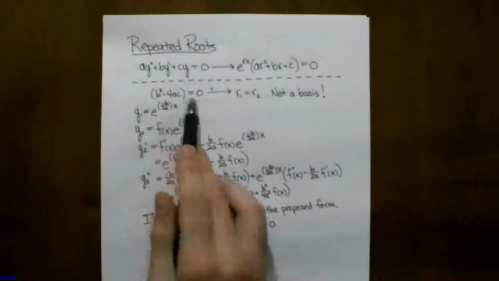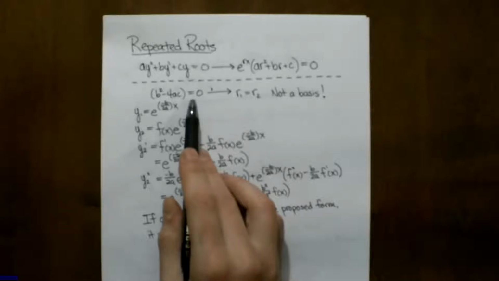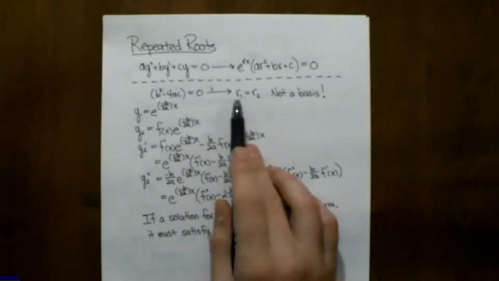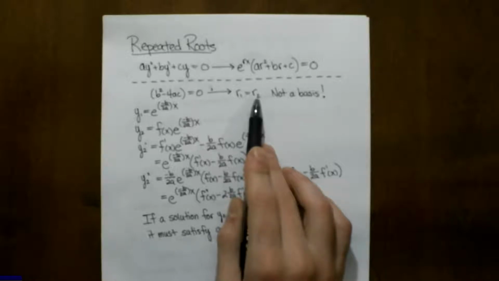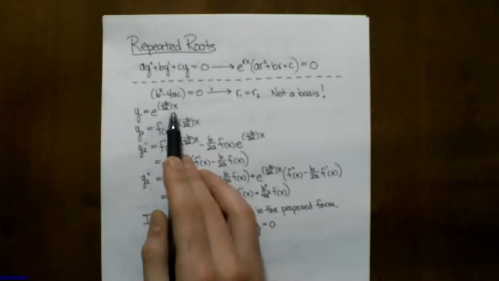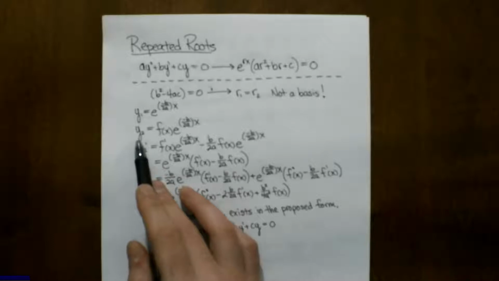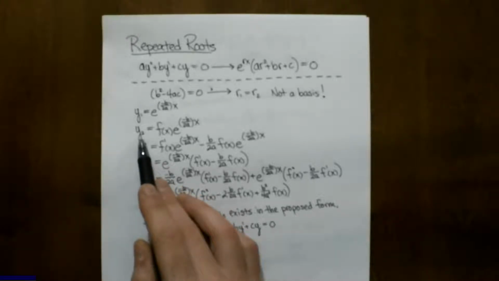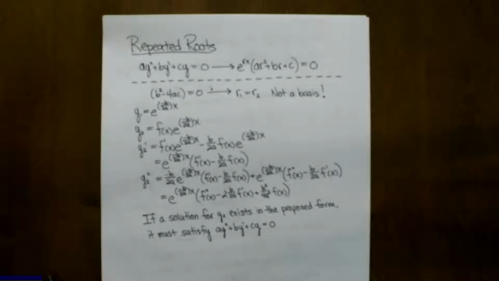So, whenever b squared minus 4ac yields 0, the quadratic equation will yield the same answers for R1 and R2, because everything after the plus or minus becomes 0. Hence, y1 will be given as e to the negative b over 2a times x. And we can't use e to the negative b over 2a times x as a second function for y2, because scalar multiples of a function, as we said previously, don't constitute a basis.